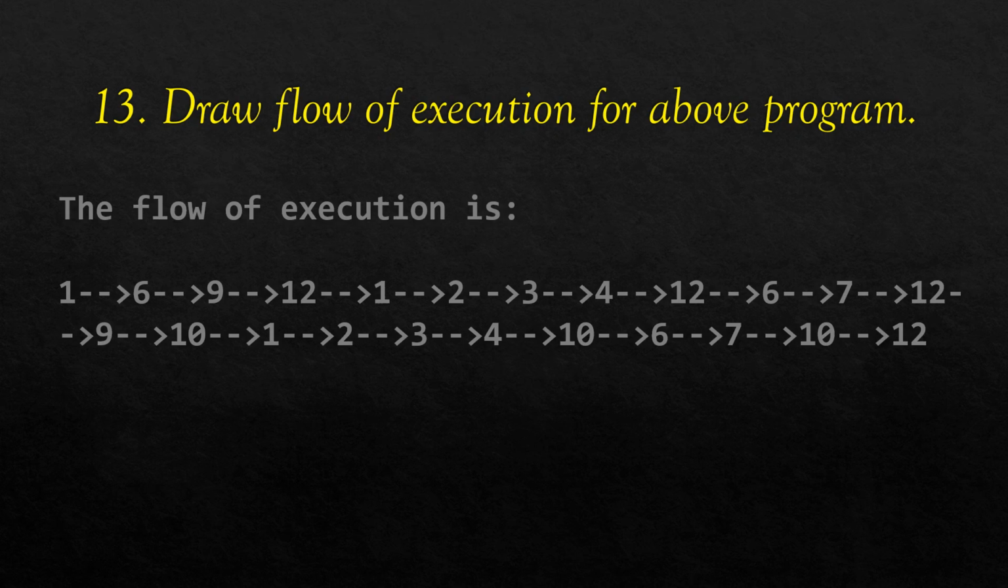And in line number 10, again the functions sum and length are called. So from line number 10, it will again go to line number 1 and will execute the function sum by executing lines 1, 2, 3, and 4. And then we'll come back to line number 10. Then we'll execute the function length by going to line number 6. We'll execute lines 6 and 7 and come back to line number 10. Now whatever value is returned from line number 10 will go back to line number 12. So this is the flow of execution of this program.